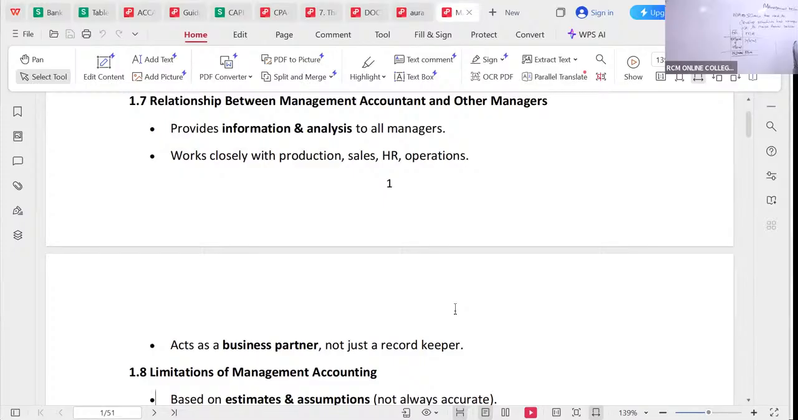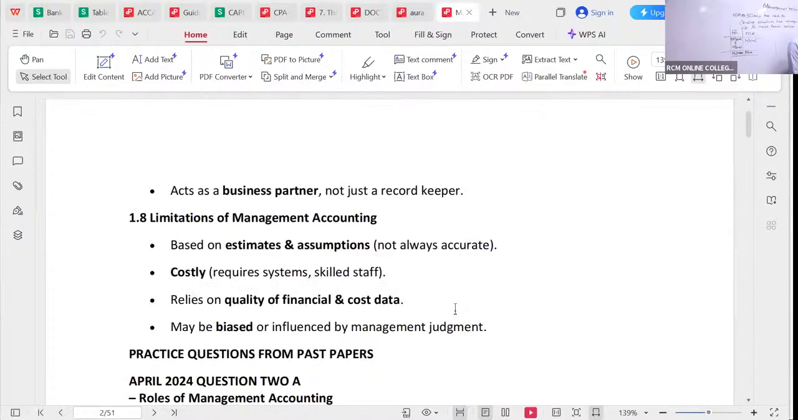Page number 2, 1.8, limitations of management accounting. Are you able to see? Limitations of management accounting. We are saying that management accounting is a very, very good subject.